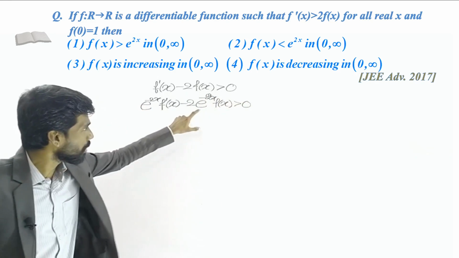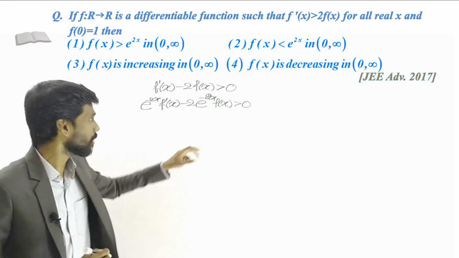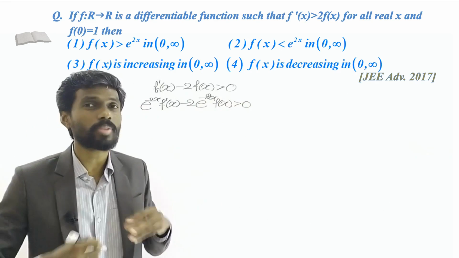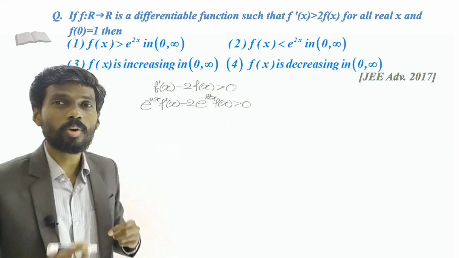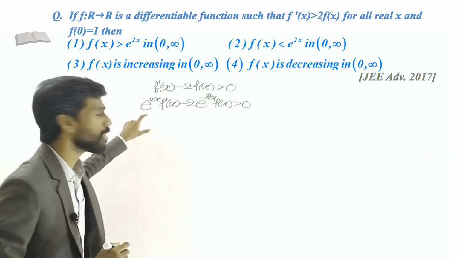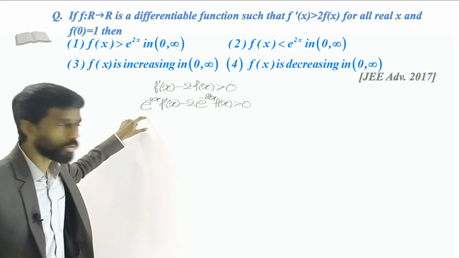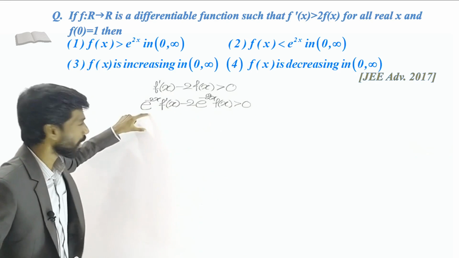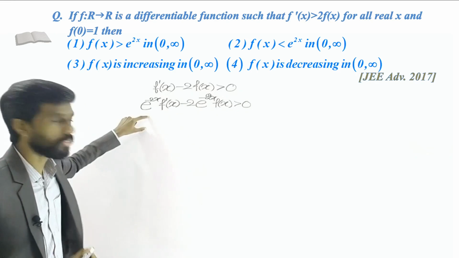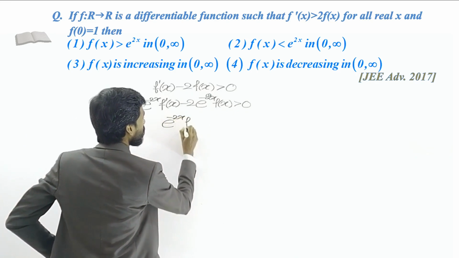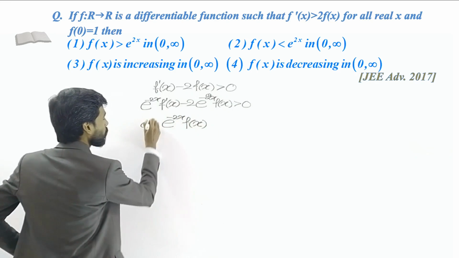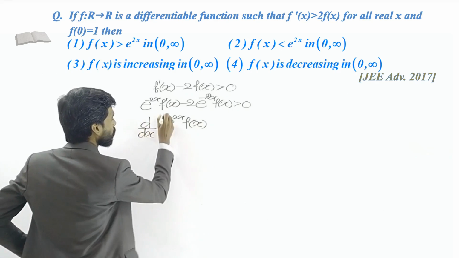See, when you multiply this value by e to the power minus 2x, only then this whole thing will become the derivative of some function, right? So this step is a part of the differential equation. When you want to solve a linear differential equation, this is the idea we use here. Alright, so if you do this multiplication, this whole thing will become the derivative of the function e to the power minus 2x multiplied by f of x. So d by dx of this whole thing.